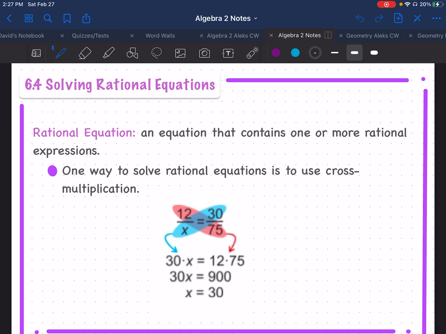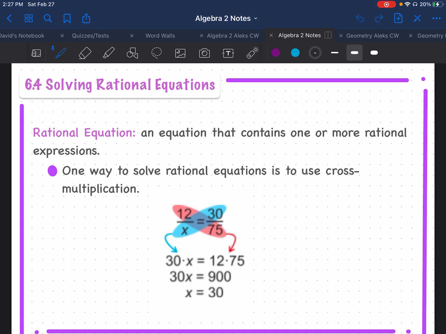Today's lesson is 6.4, Solving Rational Equations. Just a quick reminder that a rational equation is an equation that contains one or more rational expressions. One way that we can solve them is to use cross multiplication.